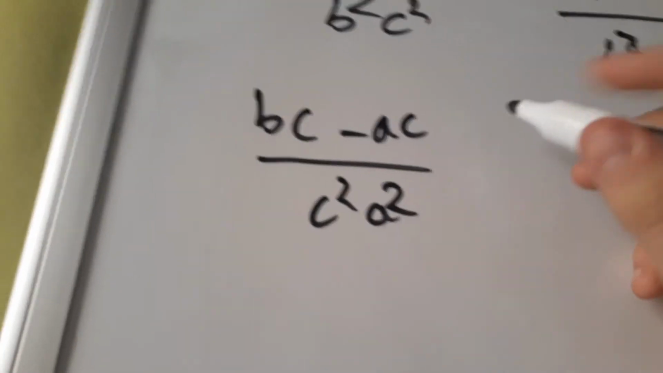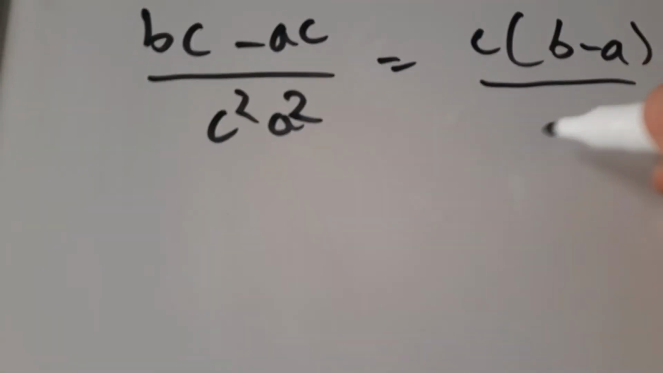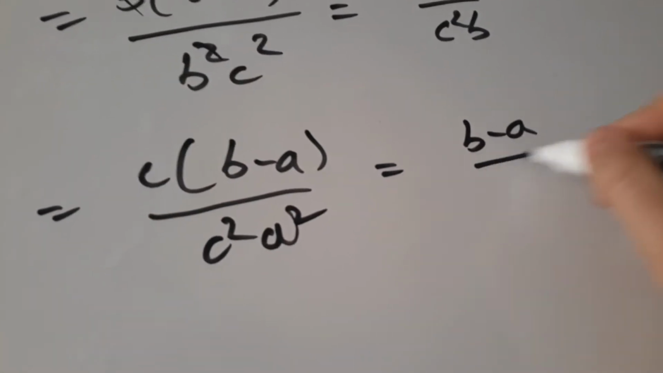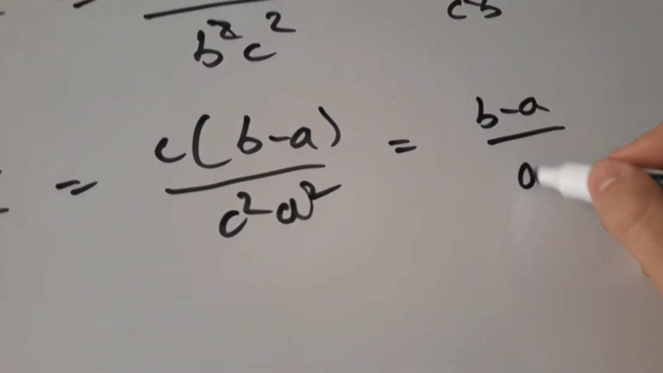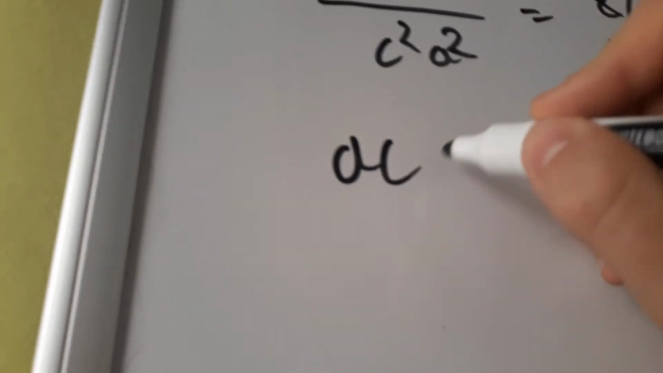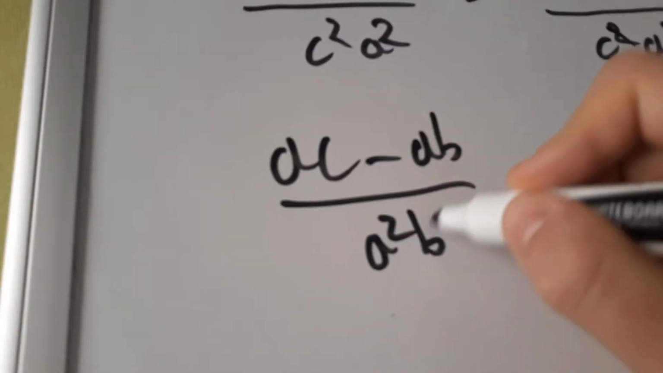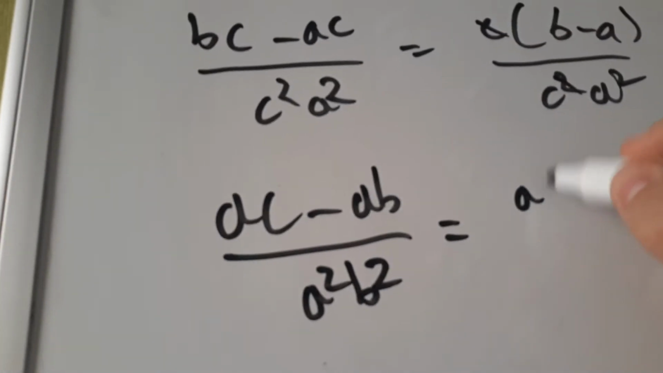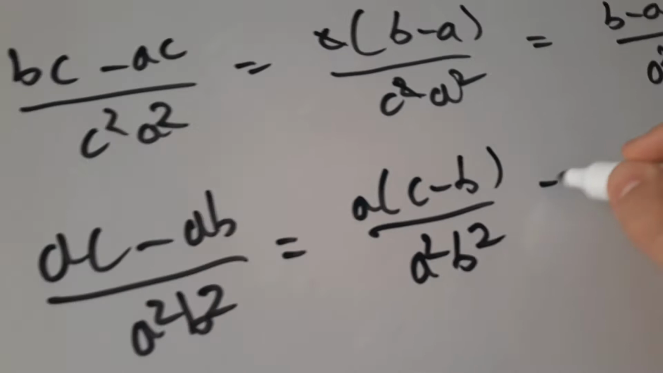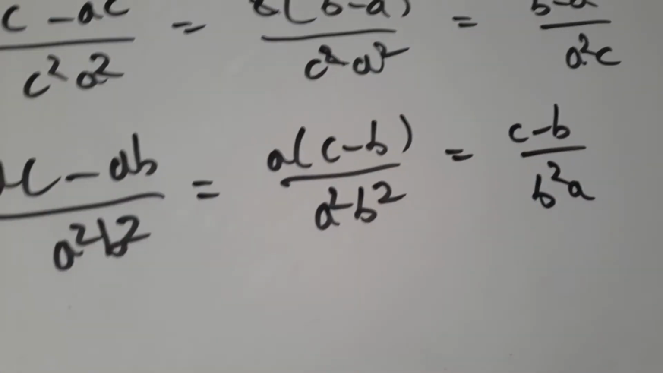The second fraction is equal to c times (b minus a) all over c squared a squared, which is equal to (b minus a) all over a squared c. And then the third fraction, (ac minus ab) all over a squared b squared, is equal to a times (c minus b) all over a squared b squared, which is (c minus b) all over b squared a.